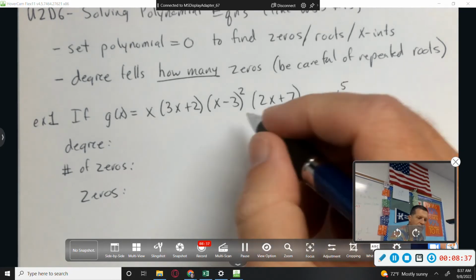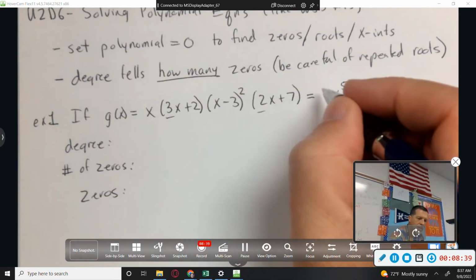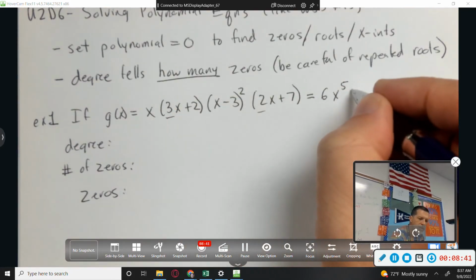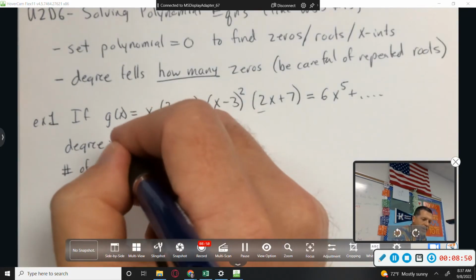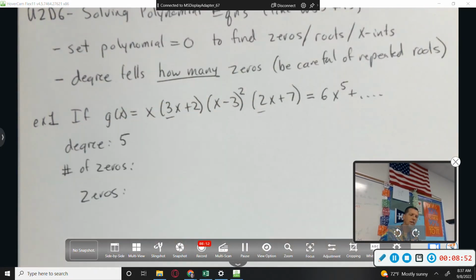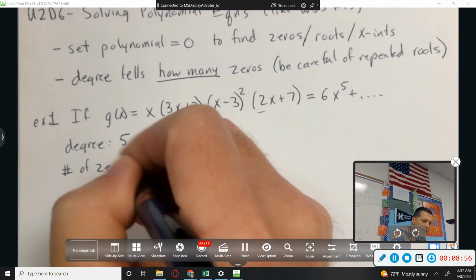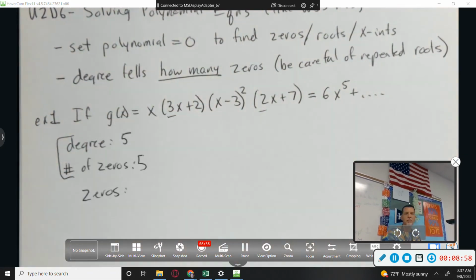In fact, not that this really matters for this problem, but it would be 6x to the 5th. And then after that, it would take a lot of work to find the rest of it, but I don't really need the rest of it. It's degree 5, which means how many zeros are there? 5. So that's always kind of the same question, how many zeros and what's the degree?